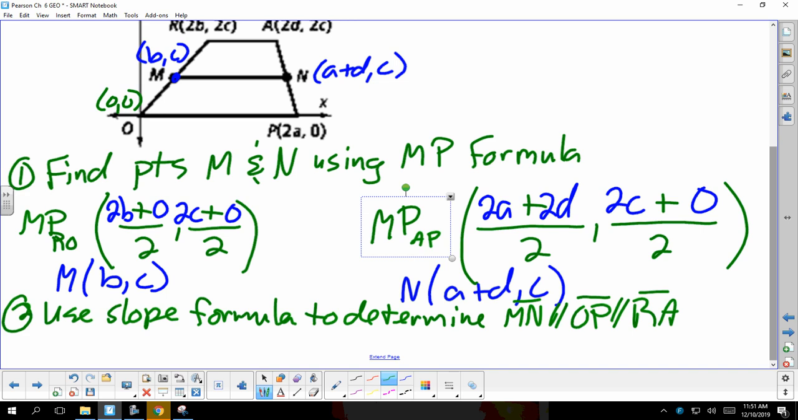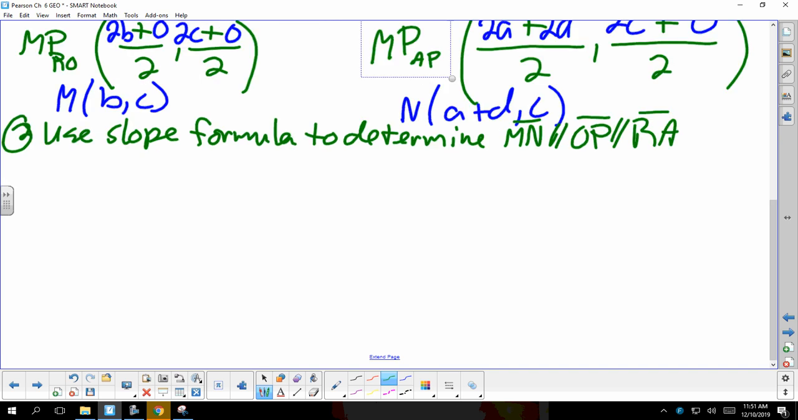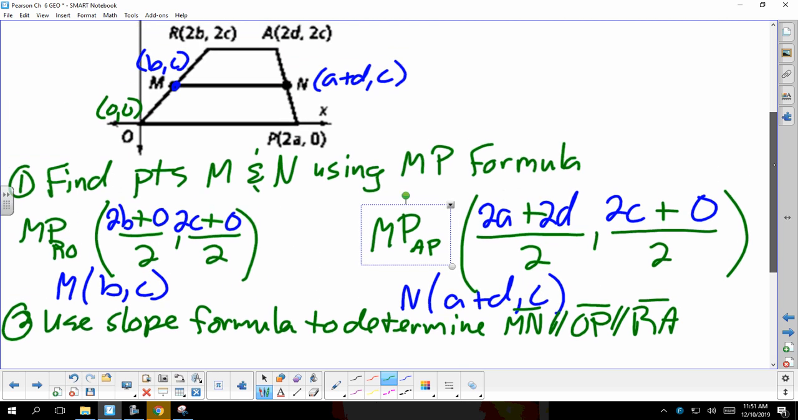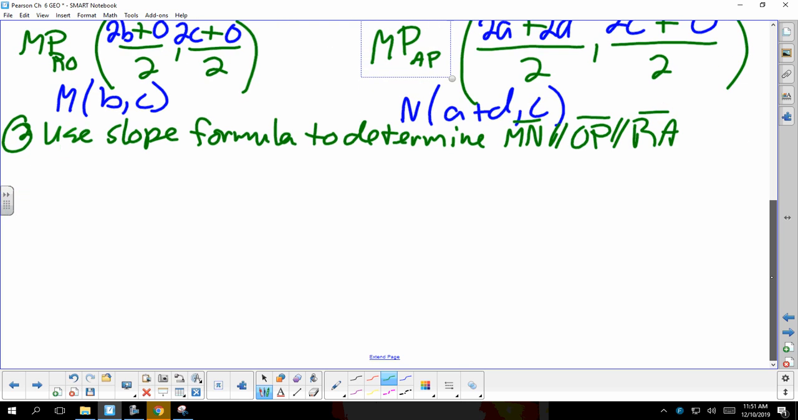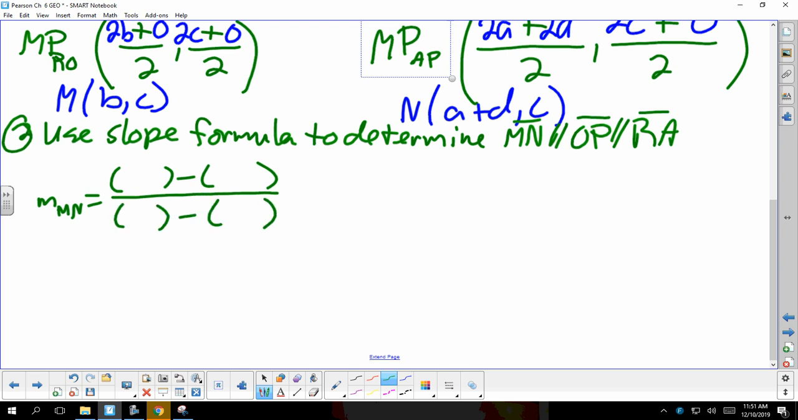Alright, let's set up our slope formulas. So we have OP, MN, and RA. For the slope of MN, y's go on top of their own x's. Actually, the first one I'm going to do is OP. Let's do OP, then MN. Let's work our way up.